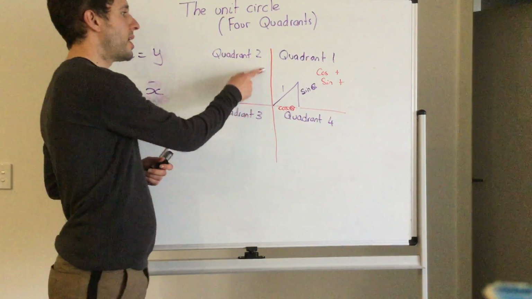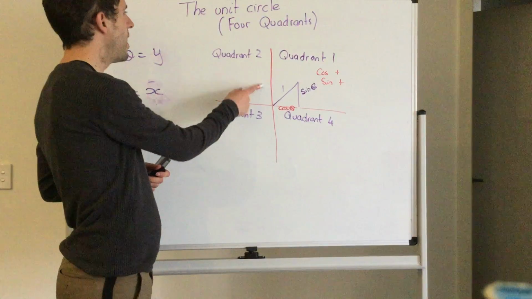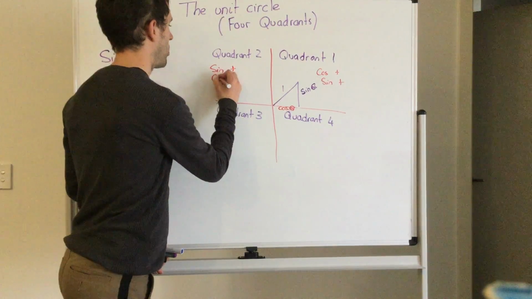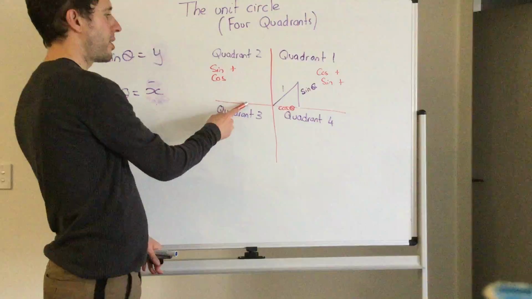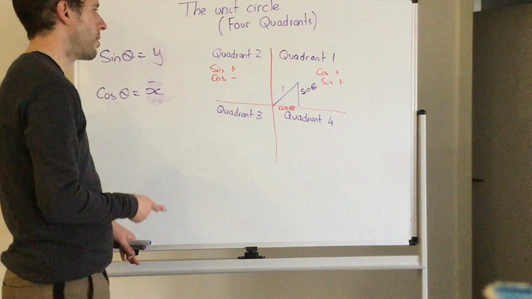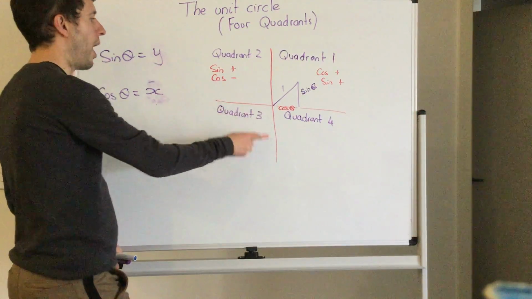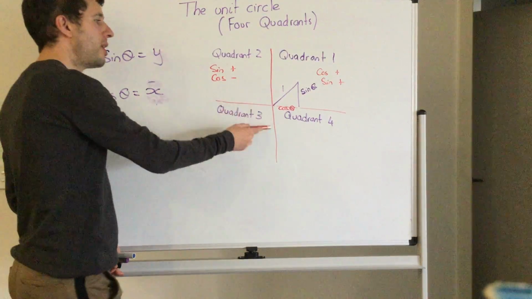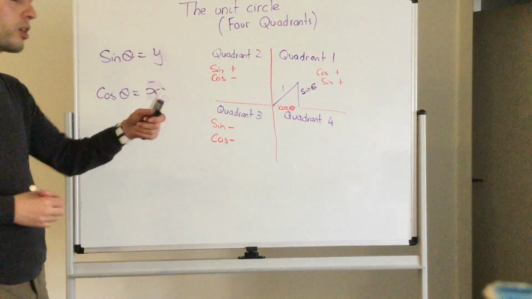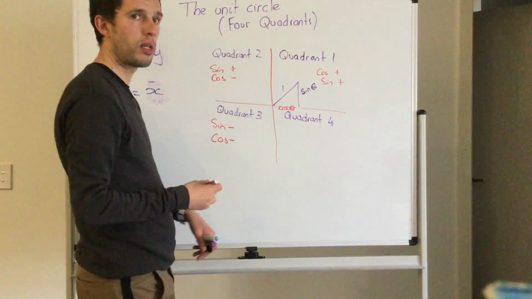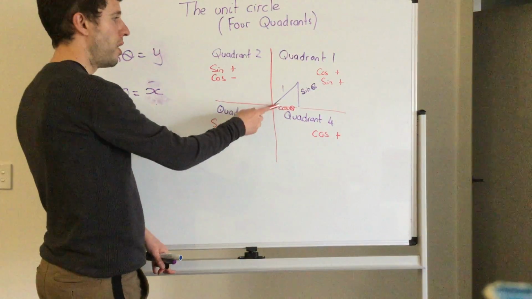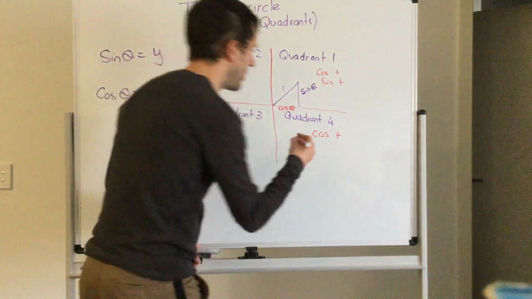So our sine here in quadrant 2 is y, and that's positive. So sine is positive, cosine is our x, and cosine is negative. You getting my drift? Quadrant 3. Well, both x and y, cosine and sine, are both negative. So sine is negative, cosine is negative. And in quadrant 4, our x, which is cos, is positive, and our y, which is sine, is negative.